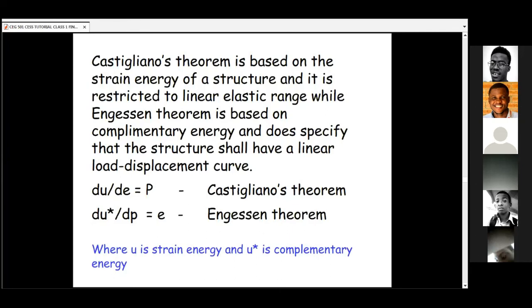so we move on. Castigliano's theorem is mainly relating towards strain energy, while Engesser is relating towards complementary energy. So those are the two formulas of both theorems you can see on the screen. Now, the Castigliano one is what I had actually derived earlier. I remember saying dU over de equals P. So if we say dU over de equals P, there is nothing wrong in our calculation. Okay, so this is Castigliano's theorem for your perusal and your internalization.